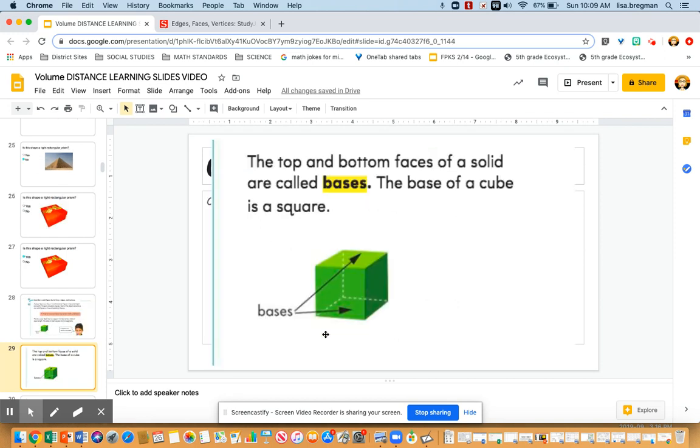The top and bottom faces of a solid are called bases. They're bases. The bases of a cube, again, is a square. There's just a bunch of squares. When we draw them, they are squares. And then when we put them together, they become a three-dimensional figure. Please copy this down. The top and bottom faces of a solid are called bases.